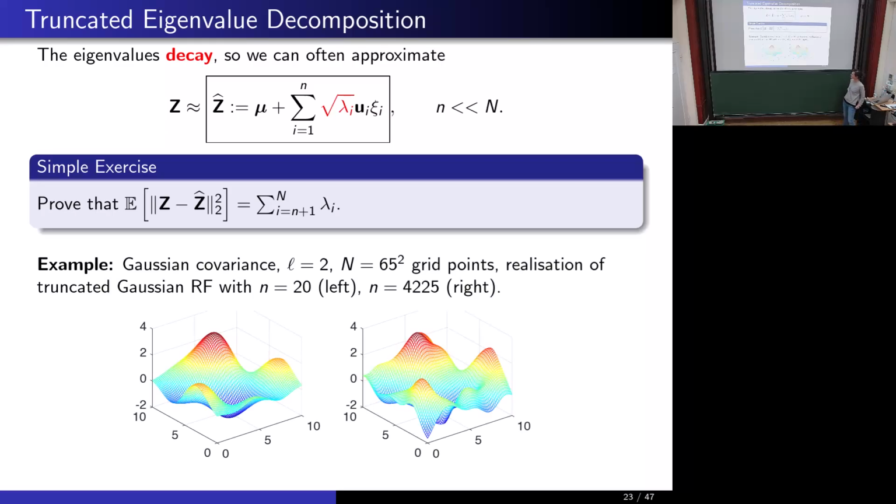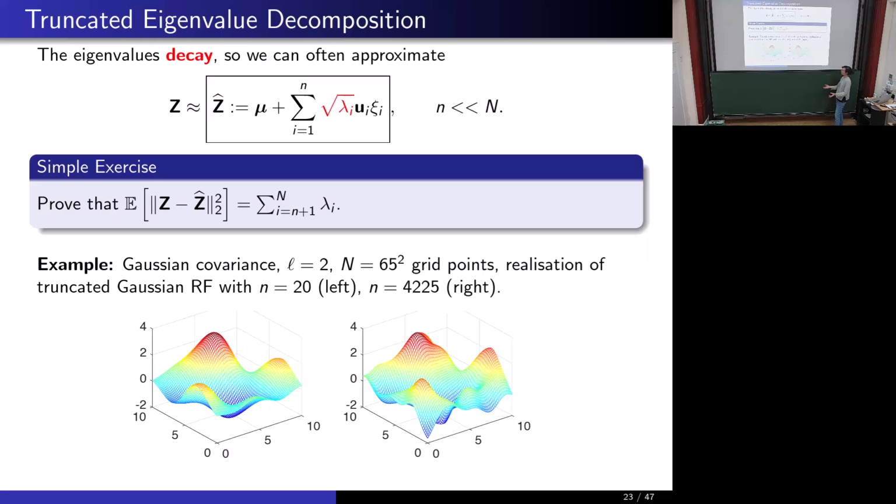Just as a quick visual, is that bit visible at the back? So here's just an example with some covariance functions, some correlation length on some grid. Here I used a 65 by 65 grid in 2 dimensions. So that's 4,225 points. So my covariance matrix here is like 4,000 by 4,000. So these days we can compute all the eigenvalues and eigenvectors, no problem.